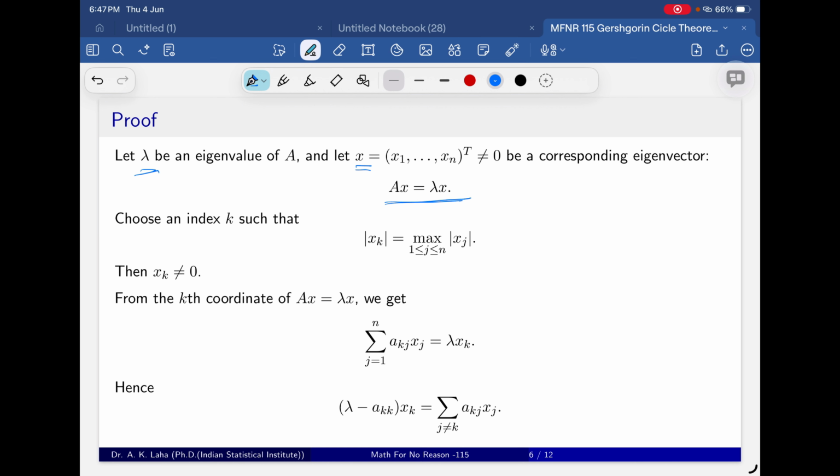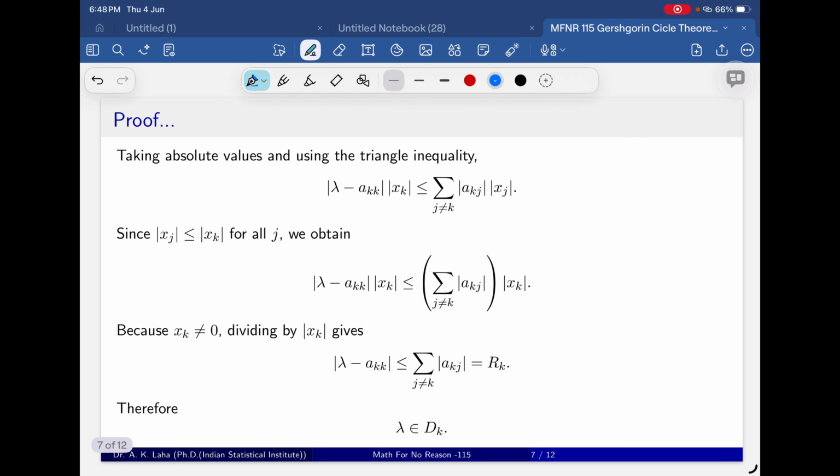And if we compute the kth coordinate of Ax equal to lambda x by the simple rule of matrix multiplication, we get this equality: sum over j equal to 1 to n of akj xj must be equal to lambda xk. Shifting sides and taking out the k term on the left hand side, what we get is (lambda minus akk) xk is equal to the sum over j not equal to k of akj xj. It's a very simple result but very useful, as you will see next.